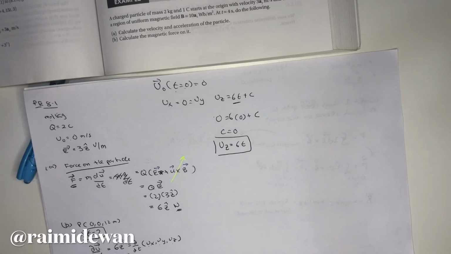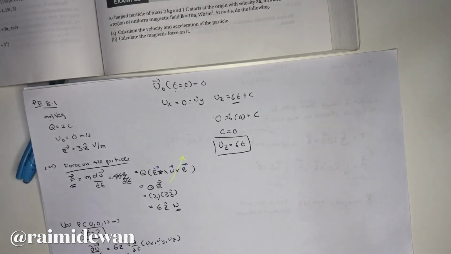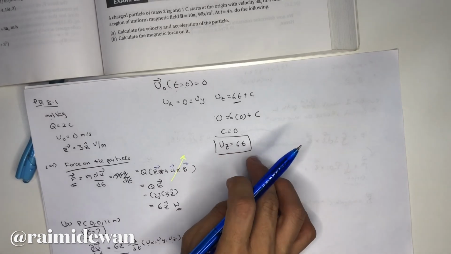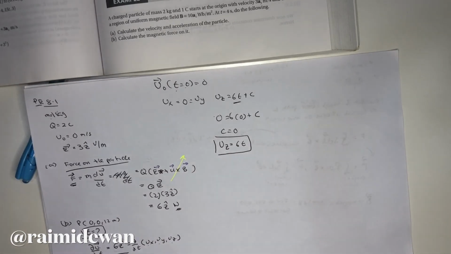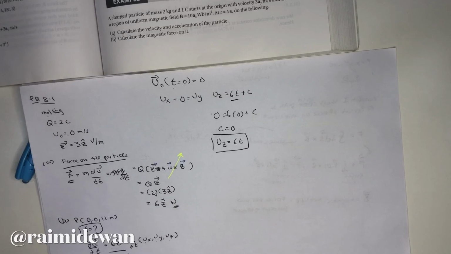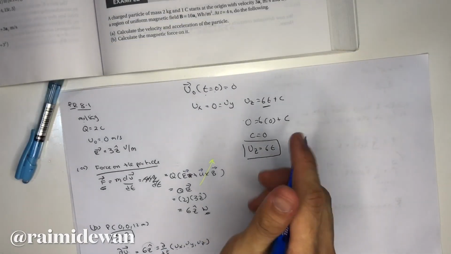So far so good. Then there we have uz equals 6t, correct? And from here, you know that your a, your b, and your c are equal to 0.